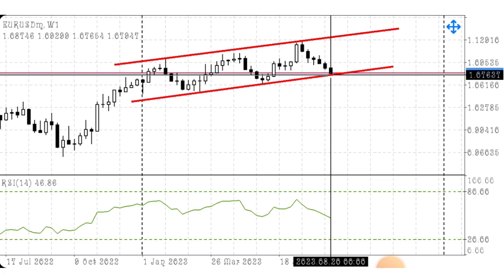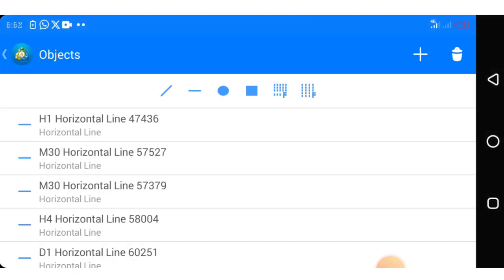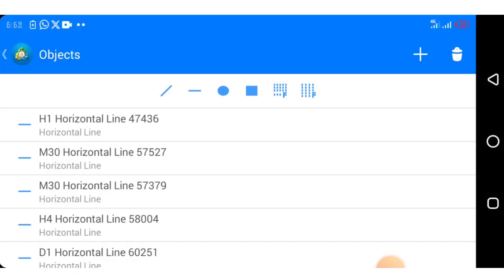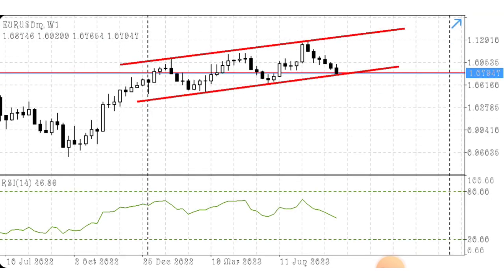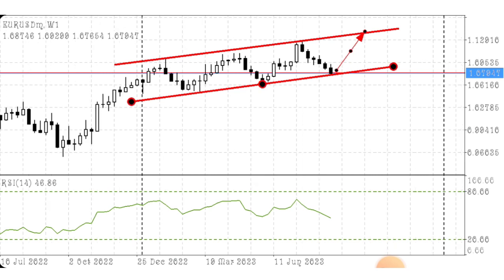Okay, so we're looking at a retracement. Let me just, 1 second. There you go, guys. So as you can see, there might be a retracement this week. From this point, the market is going up.